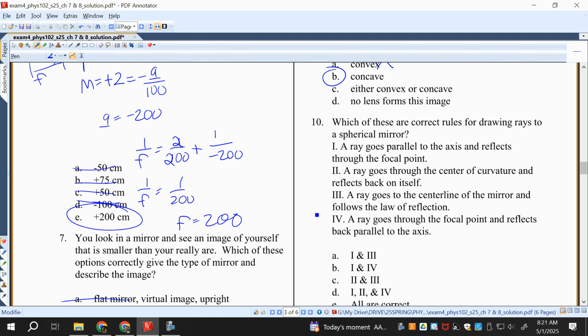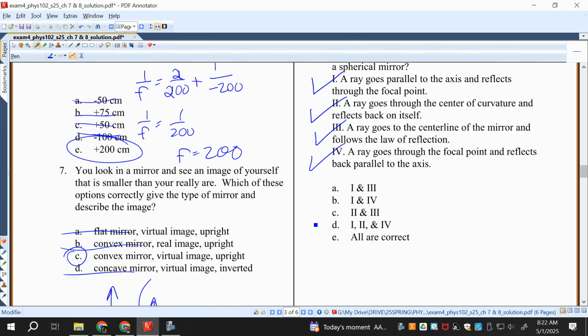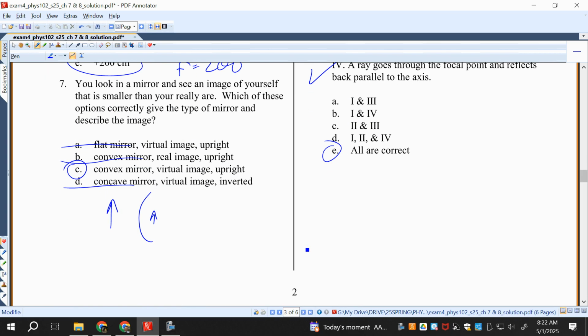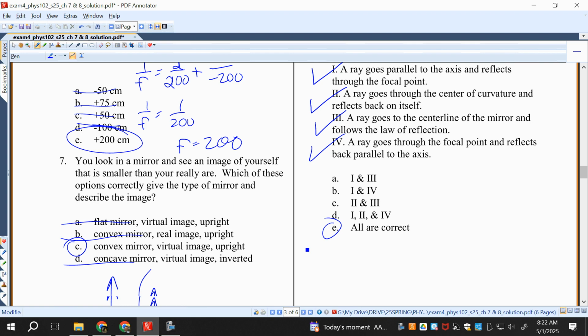What are the correct rules for drawing rays to a spherical mirror? Ray goes parallel to the axis and reflects to the focal point. Correct. Ray goes through the center of curvature and reflects back on itself. Yes. Goes to the center line of the mirror and follows the law of reflection. As we said, the rays always follow the law of reflection, but that one's just easy to draw. A ray goes through the focal point and reflects back parallel to the axis. That's correct too. In fact, we drew all those rays on the Fourier response, or I did. So E is the right answer. Number 10.